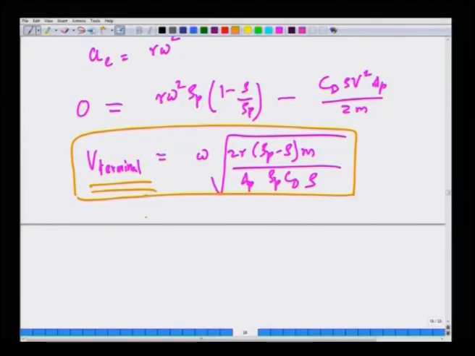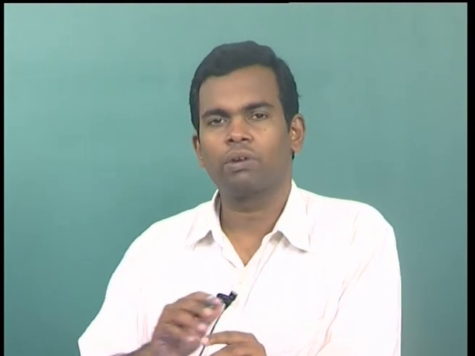So, this is how the process of skimming is done in milk using centrifuges, and if you want to design those centrifuges, you have to have a clear-cut idea of what the terminal velocity is in order to design the centrifuge, what size of centrifuge you need, and so on. So, such calculations are very useful in the design of these unit operations.